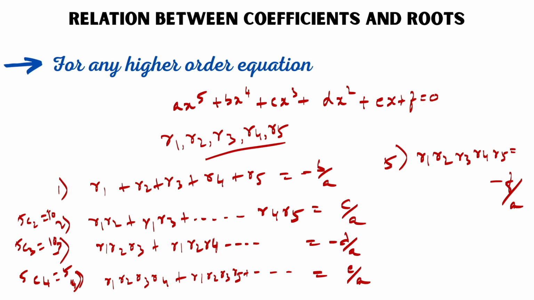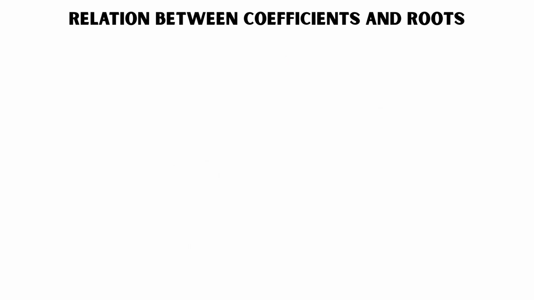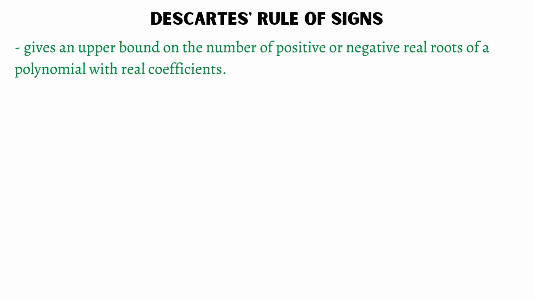You can apply this rule to any order. Here we have taken order 5, but the rule remains the same. The sign changes alternately. First we take the sum of all the roots, and then you take the pairs, the product of the roots, first 2, next 3, next 4, according to the order. It's a very simple concept. Let us move on to the Descartes rule of signs.